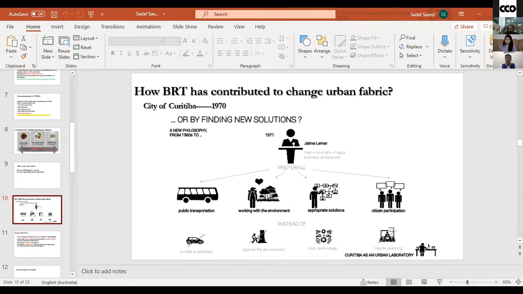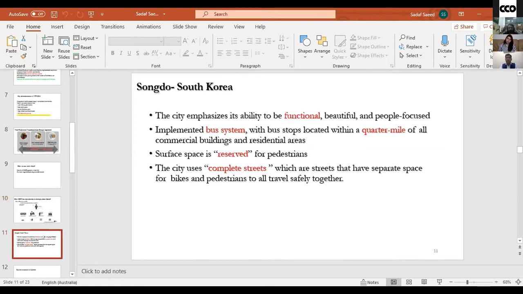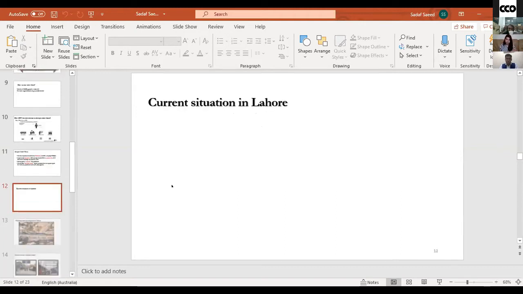Then he had citizen participation, and they made an inclusive plan. They restricted car mobility, and somehow restricted the other modes, with more focus on how this can be used to improve the environment of the city. Recently in Seoul, South Korea, this approach has been adopted, and they have totally changed the complete streets along the transit. They have made even a quarter-mile distance of commercial buildings, residential buildings, and financial sections.